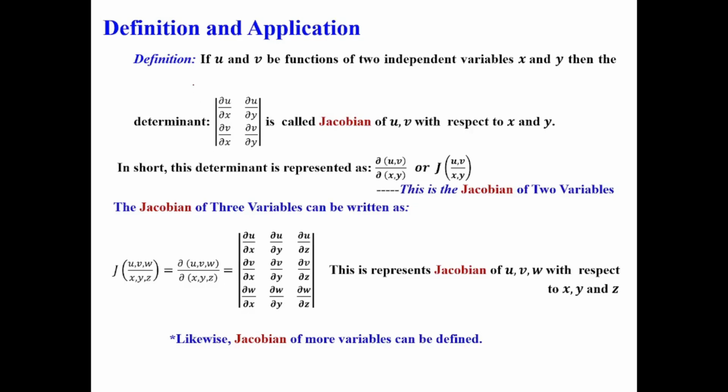Here, the definition in a simple way we can say that if u, v be the functions of two independent variables x and y, then the determinant, this one, del u by del x, del u by del y, del v by del x, del v by del y is called the Jacobian of u, v with respect to x, y. In short, this determinant is also represented as del(u,v) by del(x,y) or J(u,v by x,y). This is the Jacobian of two variables. Likewise, for three variables also we can write in this format.